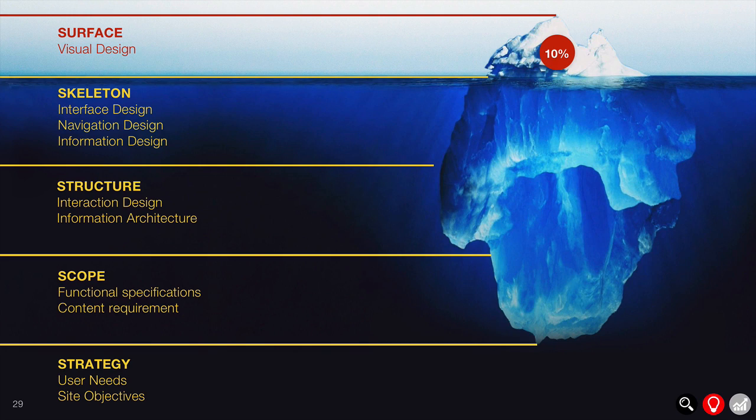Next, we're going to cover off another part of the process, and we're going to have a bit more of a deep dive into the whole user experience design process.